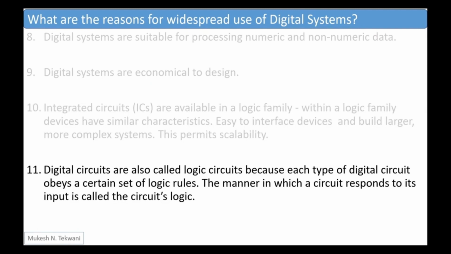Digital circuits are also called logic circuits because each type of digital circuit that is constructed obeys a certain set of logic rules. So the manner in which a circuit responds to its input is called the circuit's logic. So for example, one may have a circuit whose output is high or 1 only if all inputs are 1. We'll study such circuits in this course.